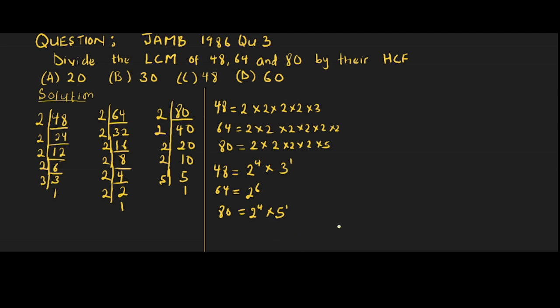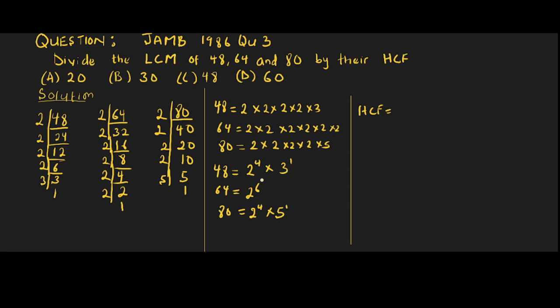Now, for us to get our HCF, we have 2 raised to power 4, 2 raised to power 6, 2 raised to power 4. It's going to be the lowest power of the common factors we have here. We have 2 here, 2 is here, 2 is here. We have 3 here, 3 is not here, and 5 is not here.